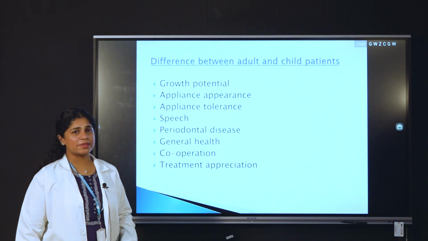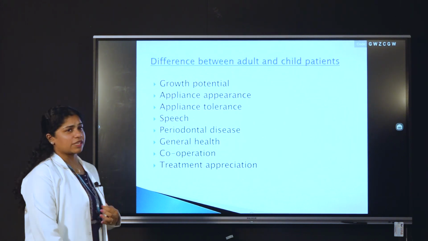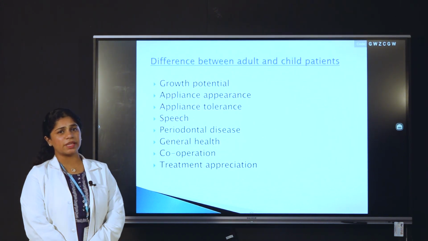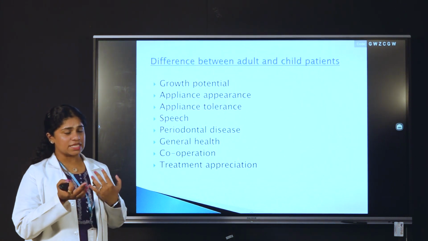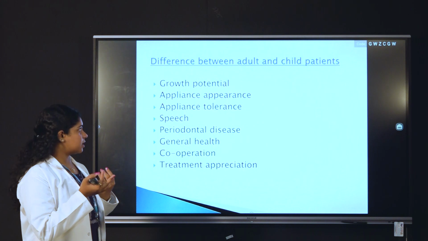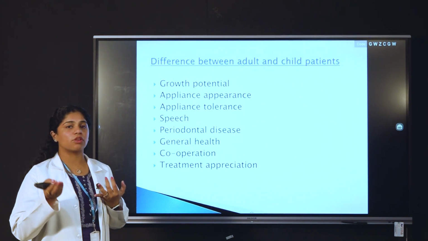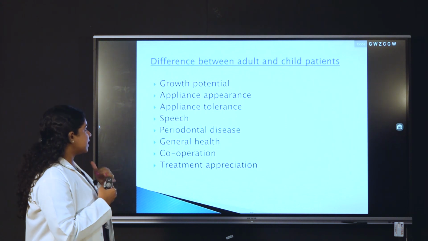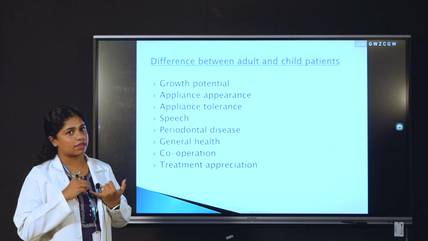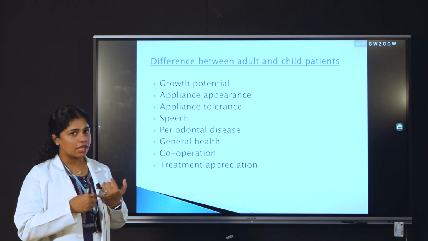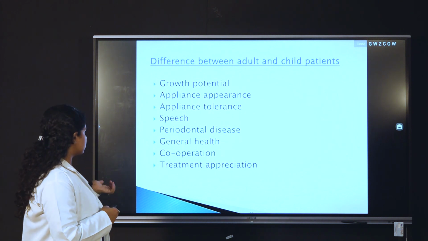So what are the primary differences between an adult and a child patient? Growth potential. The primary difference would be the child would have a growth potential. So when you are doing a treatment in a child, you can also do a growth modulation along with the fixed therapy. But in an adult patient, the main thing is there is no growth modulation that is possible. So that is a primary consideration you have to see.